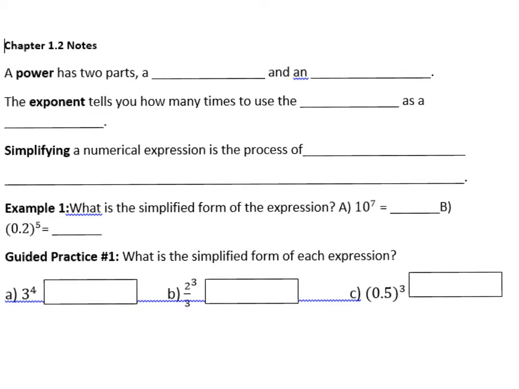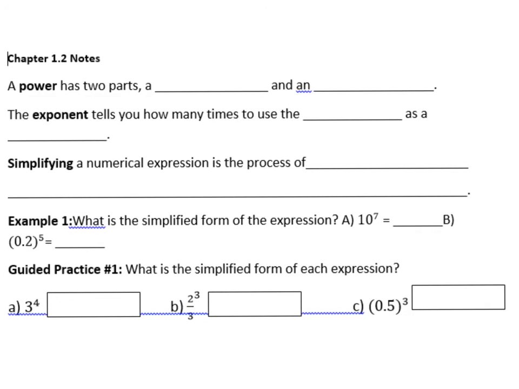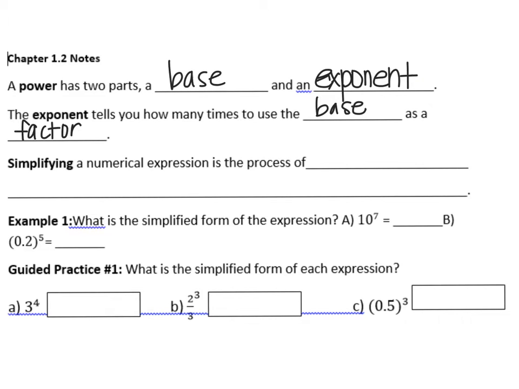So when I say a power, that's talking about two things. There is a base that I'm talking about, and there's also an exponent. So the base is the big number and the exponent is the little number. The exponent tells you how many times to use the base as a factor. So if it says 2 squared, that means you're going to multiply 2 by itself 2 times.